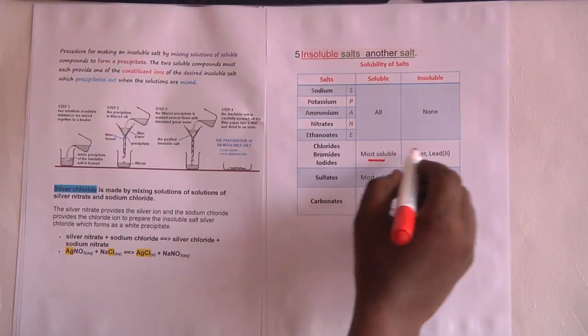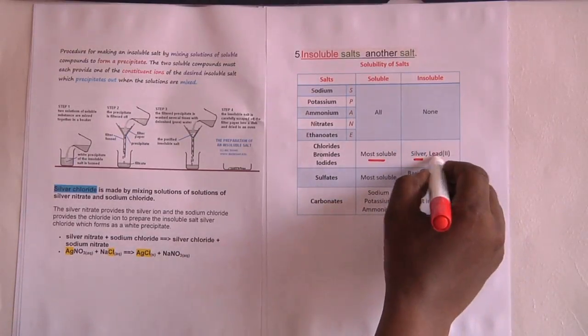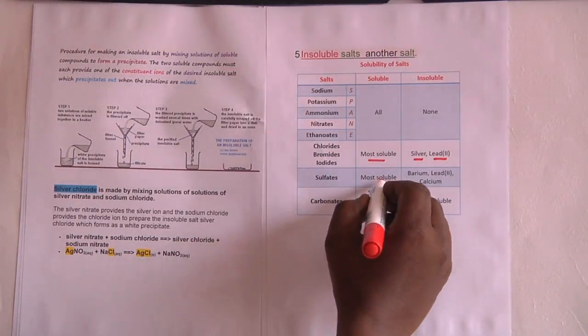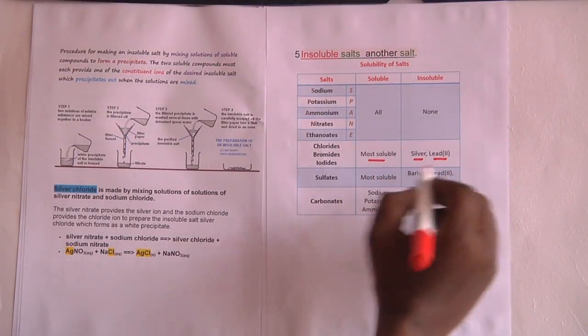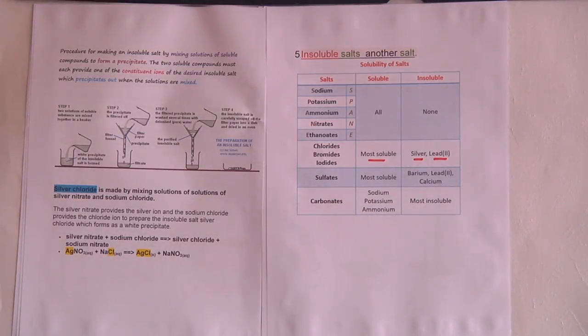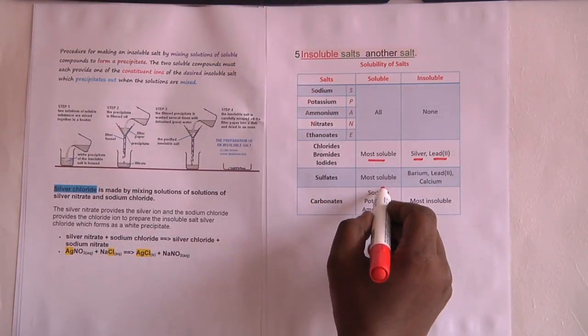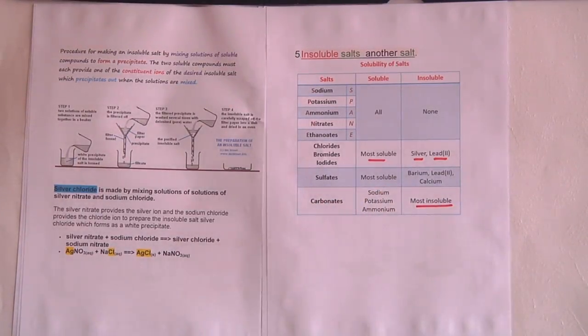Chlorides, most are soluble except silver chloride and lead 2 chloride, which are insoluble. Sulfates are mainly soluble except barium sulfate and lead 2 sulfate, and calcium sulfate, which is sparingly soluble in water. Carbonates are mainly insoluble, except potassium, sodium, and ammonium. The rest are insoluble. So to prepare an insoluble salt, we have to choose carefully.